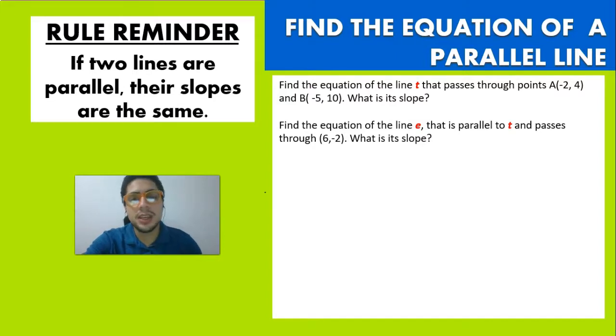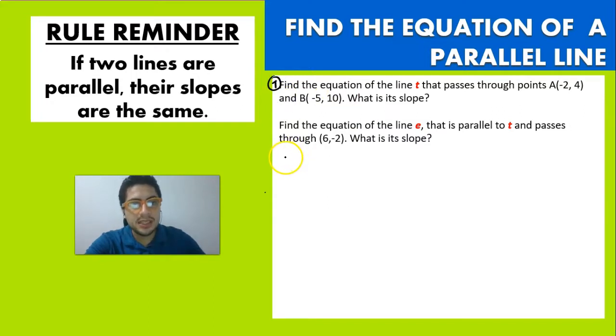So in this case, we are told to find the equation of line T that passes through points A (-2, 4) and B (-5, 10). And then we're being asked what is the slope of that line. After that, we're also told that we have to find the equation of another line, line E, that is parallel to the first one and that passes through a point. And again, they're going to ask us what is the slope, right? So let's begin with the first line, which is line T.